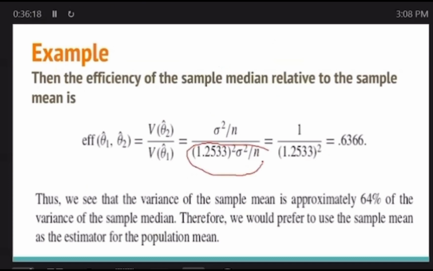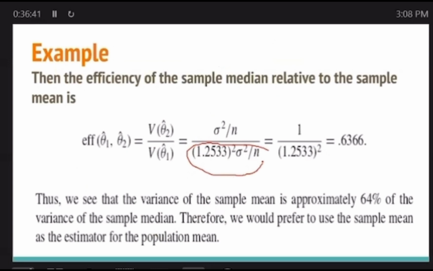Now you know that 1.57 is the square of this guy. You can see they put 1.2533 squared, right? What is 1.2533 squared? It's going to be 1.57. That is going to be pi over 2. Does that make sense? Now, what do you see?